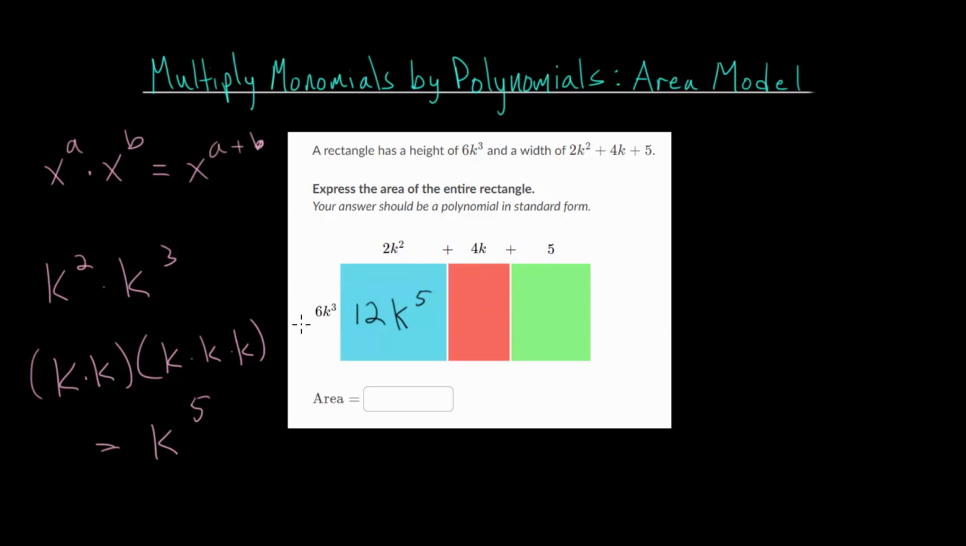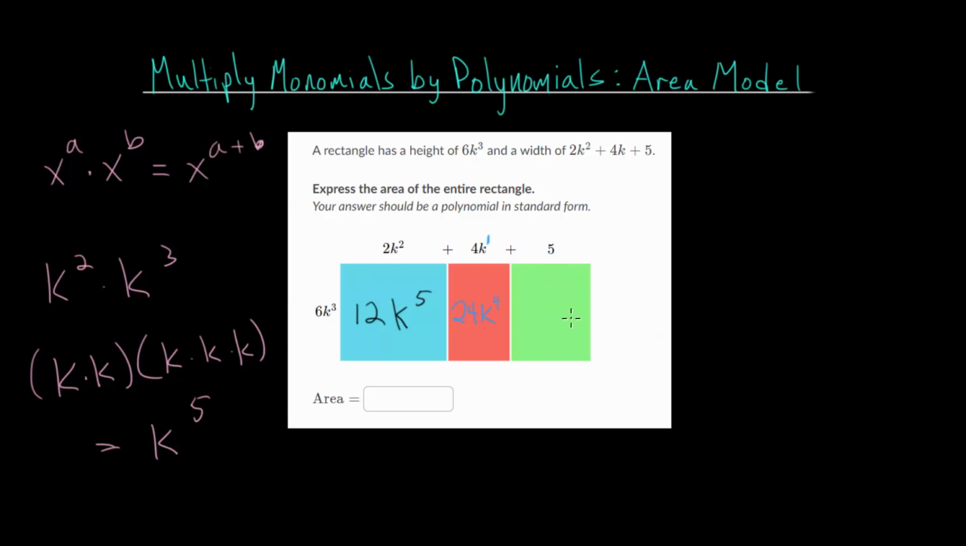We're multiplying our height, 6k to the third, multiplied by 4k. And 6 times 4, we know that's 24. And k times k to the third, this is really k to the first power times k to the third. We could add their exponents because the base is the same, so we get k to the fourth power. Or just remember we have 1 k here, and we're multiplying it by 3 more k's here, and so in total, we're multiplying k 4 different times. So either way you want to think about it works.